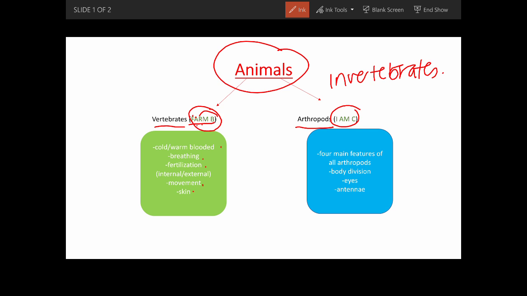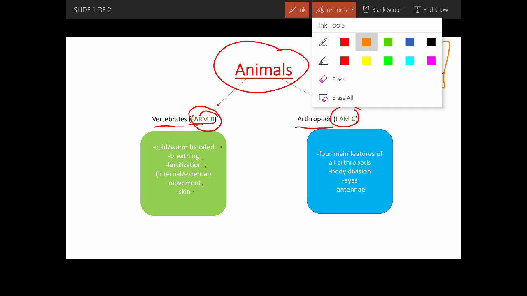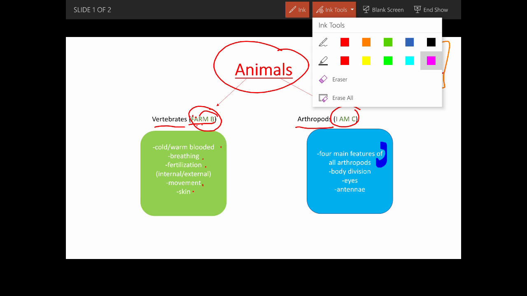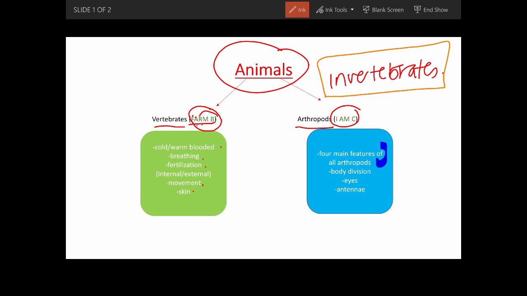Now on to arthropods. Another way to write it is invertebrates. Anyways, for arthropods, you can use IMC to memorize the different types. I is for insects, A is for arachnids, M is for myriapods, and C is for crustaceans. Now, there are 4 main features of all arthropods that you can use.